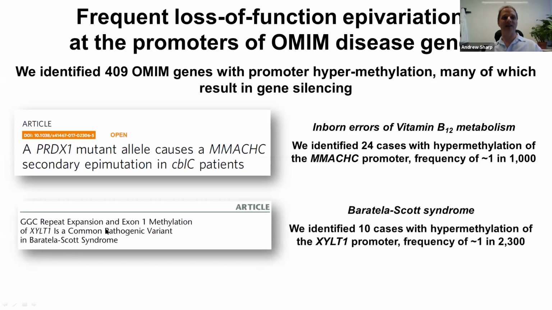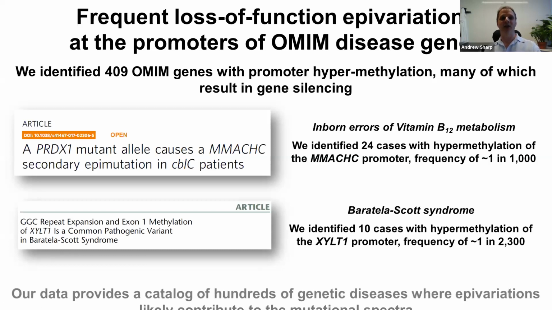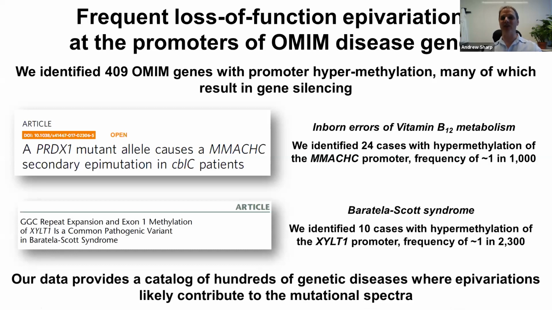Another gene here, XYLT1, is found to have promoter methylation caused by underlying CGG expansion. We found that segregating at about 1 in 2,300 individuals in the population. But obviously we have hundreds of other genes, and we would predict epivariations of these likely form part of the mutational spectra underlying numerous different Mendelian diseases. And so my guess would be, if you're somebody that has your favorite disease and you have patients where you can't find a coding mutation, if it's in our catalog, you might want to start looking at promoter methylation as a possible cause of some of those unexplained patients.